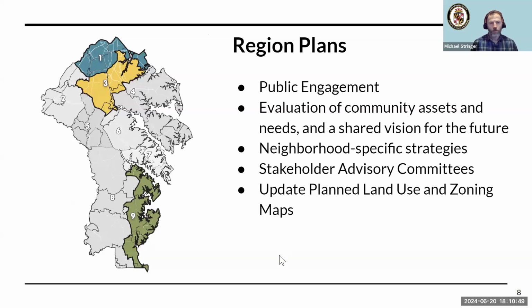A big part of the work of the stakeholder advisory committees is to work with county staff to develop recommendations, strategies for how to implement the vision and the goals for these areas. They also do analysis of the planned land use and zoning maps, and that's where we're going to focus our discussion tonight.